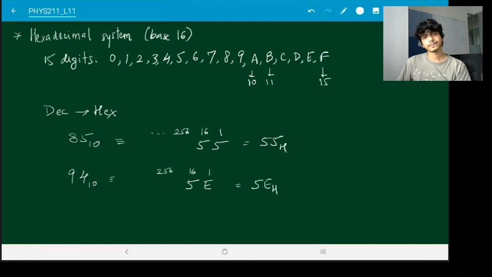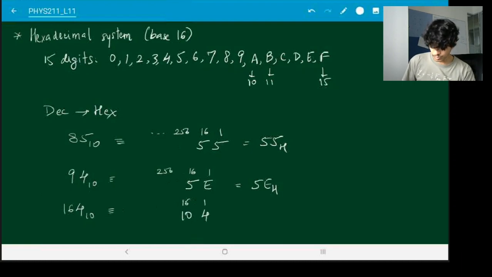What about the number 164? So to write 164, you need to do 10 times 16 and then 4 times 1. Well, 10 times means A times. So this is A4 in hex.